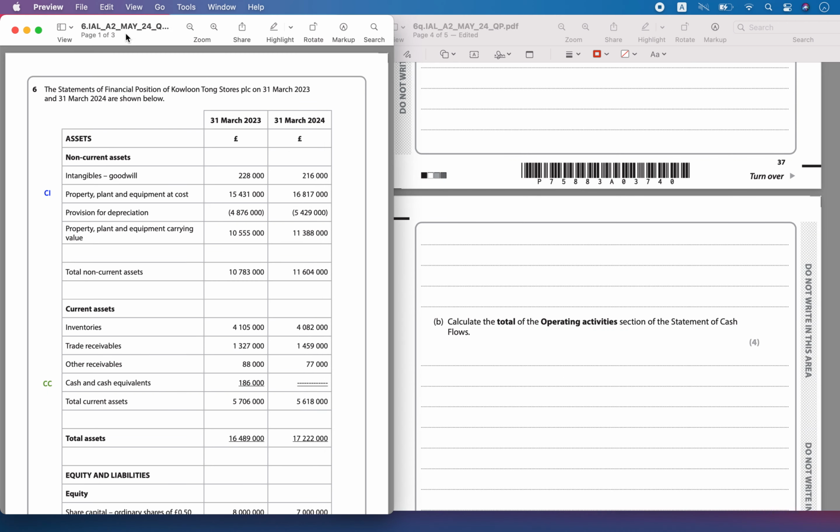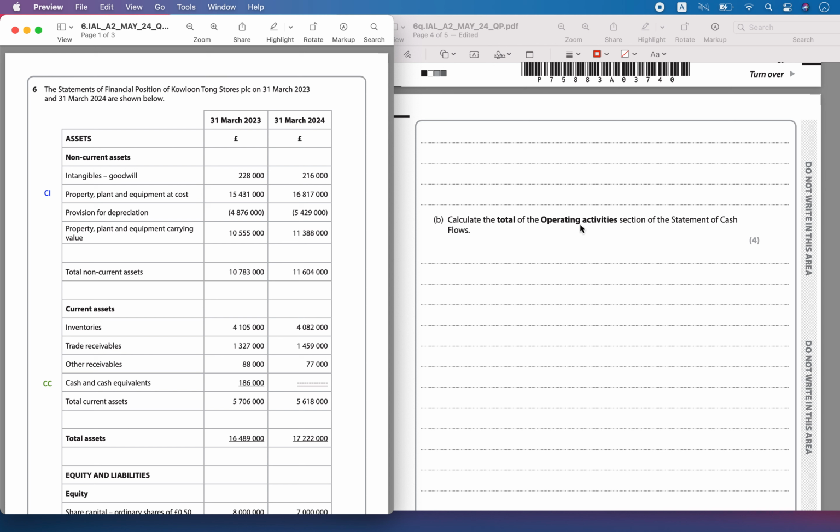Hello, today we are solving May 2024 paper, question number 6, part B. Calculate the total of operating activities sections of the statement of cash flow.